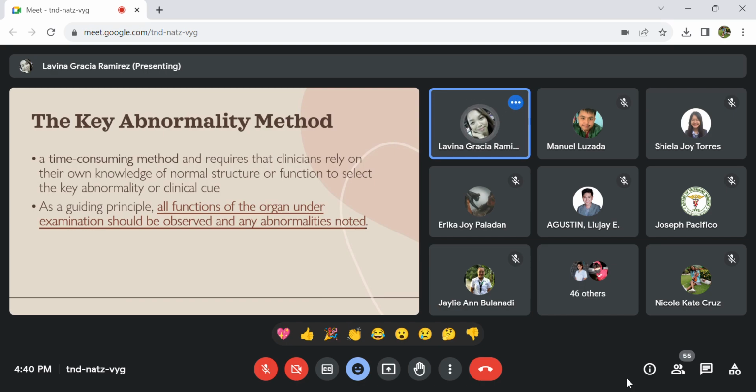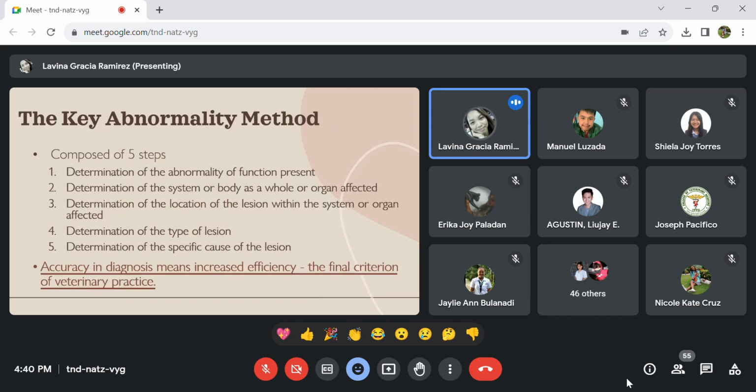So there are steps in the abnormality method. The first one is determination of the abnormality of function present. Physiological manifestation: what is the function present? What is abnormal in the functioning of the body?